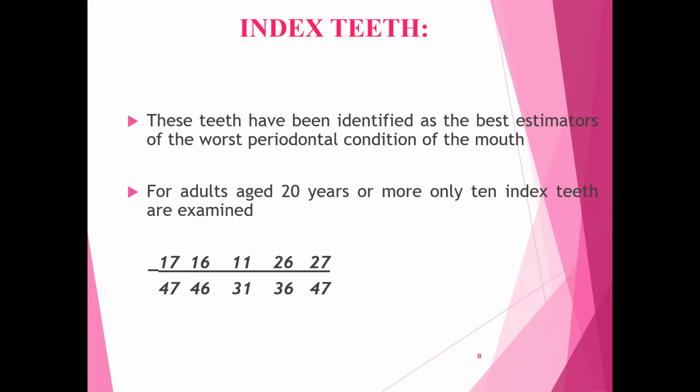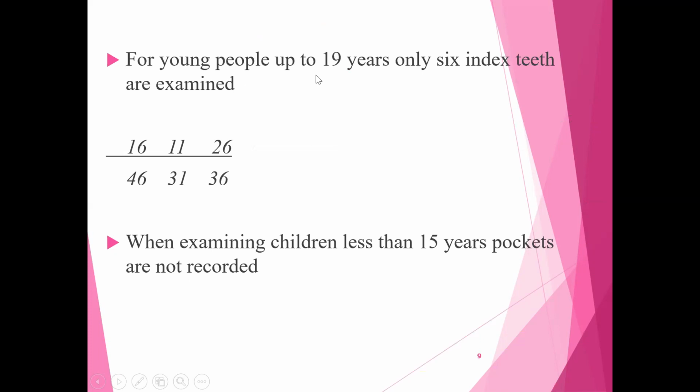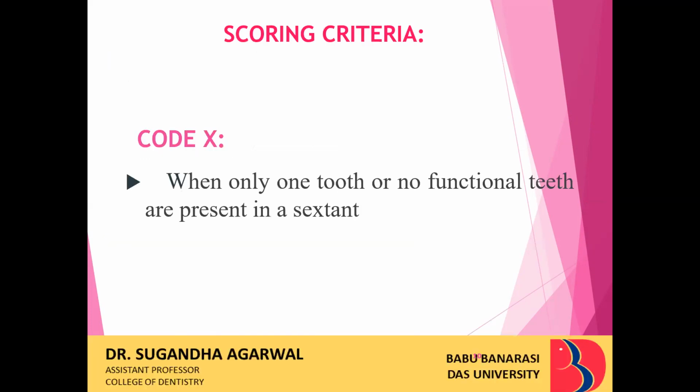Index teeth. These teeth have been identified as the best estimator of the worst periodontal condition of the mouth. For adults aged 20 years or more, only 10 index teeth are examined, that is 17, 16, 11, 26, 27, 31, 36, 46, 47, and 37. For young people up to 19 years, only 6 index teeth are examined, that is 16, 11, 26, 36, 31, 46. When examining children less than 15 years, pockets are not recorded.